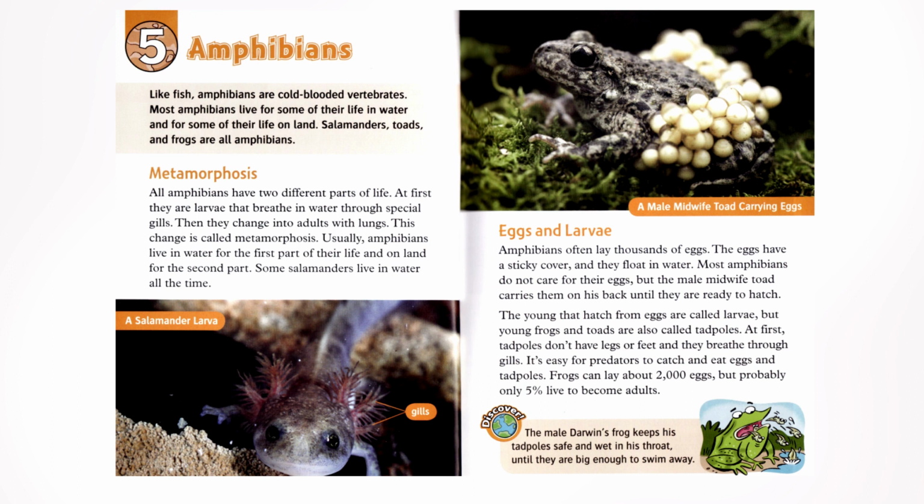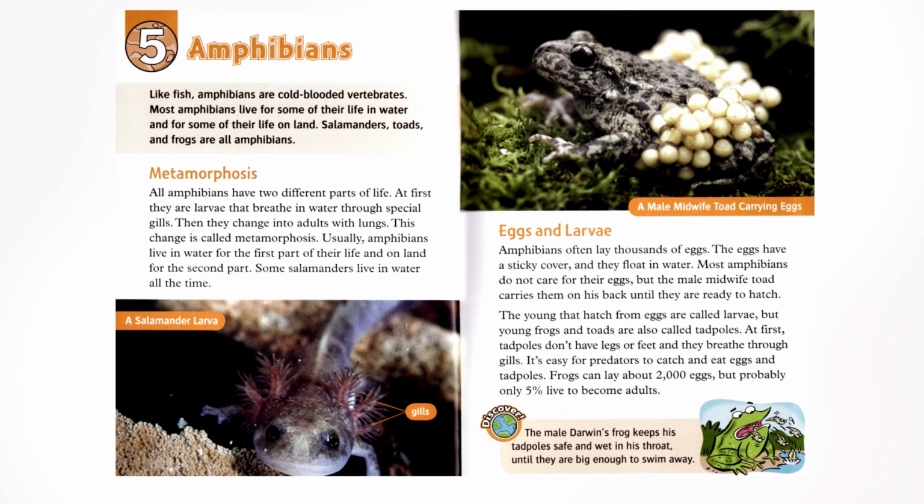Eggs and larvae. Amphibians often lay thousands of eggs. The eggs have a sticky cover and they float in water. Most amphibians do not care for their eggs, but the male midwife toad carries them on his back until they are ready to hatch. The young that hatch from eggs are called larvae, but young frogs and toads are also called tadpoles. At first, tadpoles don't have legs or feet, and they breathe through gills.